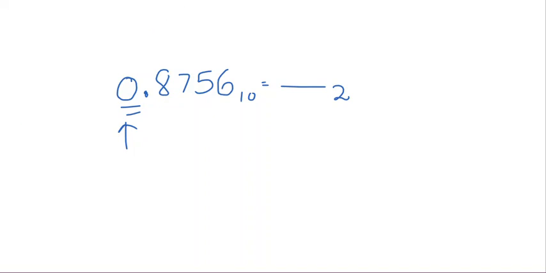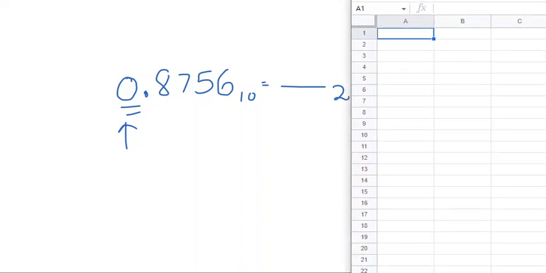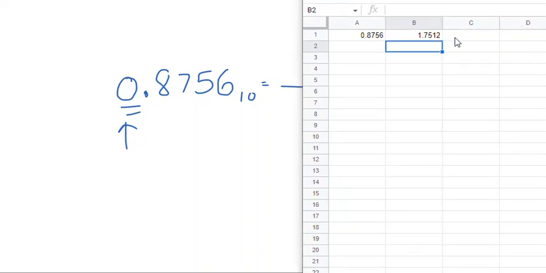So an easier thing would be for me to bring in the Google Sheet to make my life a little easier on multiplications. So what I would do is I will take the number 0.8756, I will write it down, and I multiply this number by 2, just like I did before. When I did that, I get 1.751.